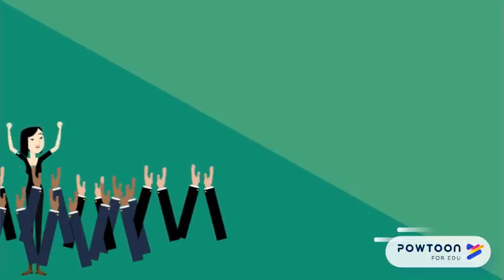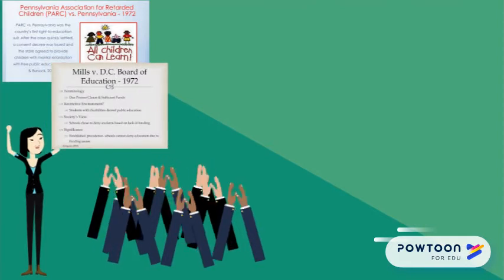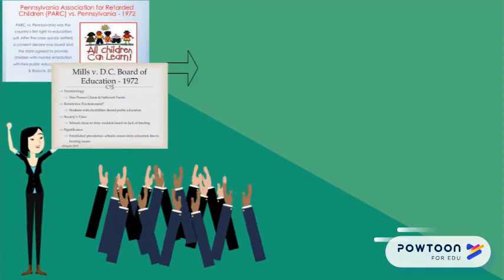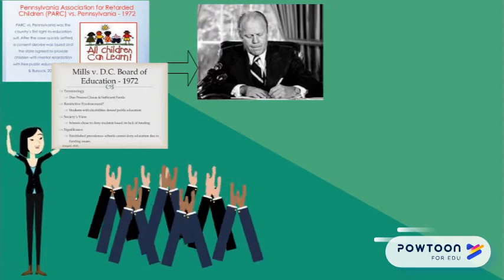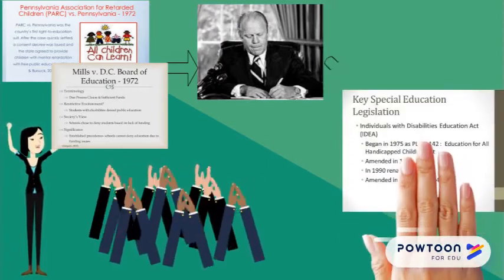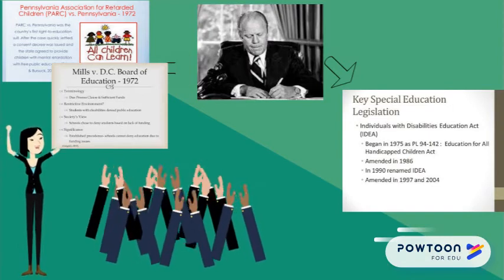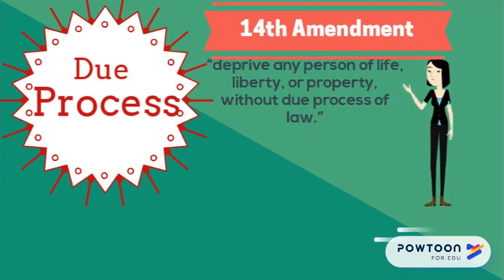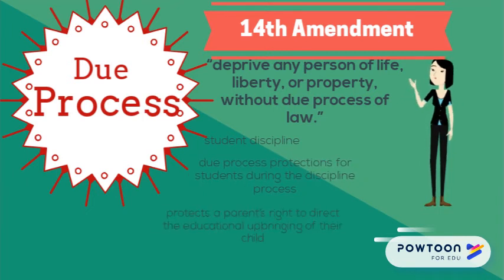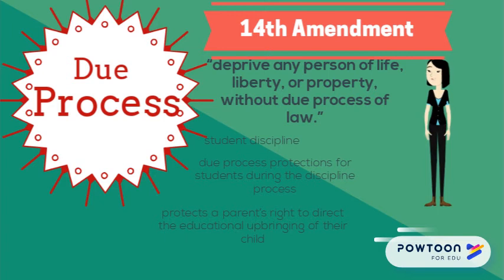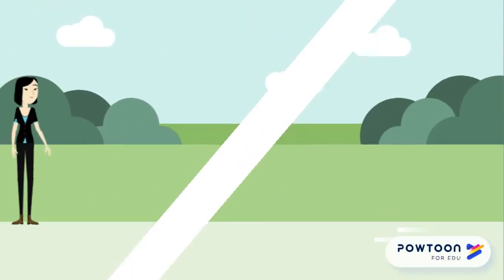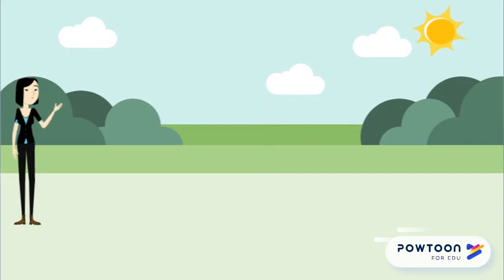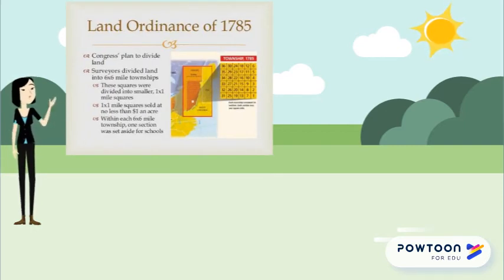This public policy opened up public schools to minorities and other populations who had previously been denied access. Advocates for students with disabilities pressed Congress into passing the Education for All Handicapped Children Act in 1975, and further legislation followed. The Due Process Clause in the 14th Amendment is an important piece for individual rights in public education. It affects the student's discipline process, and also it protects parents' rights to direct the educational upbringing of their child.